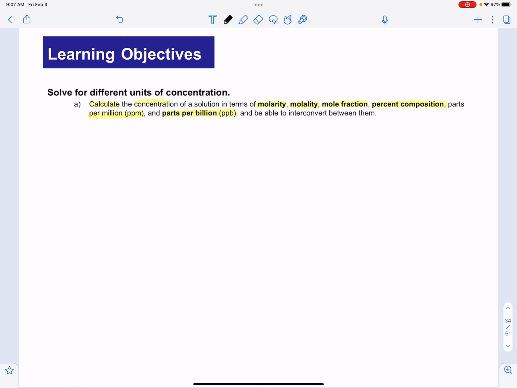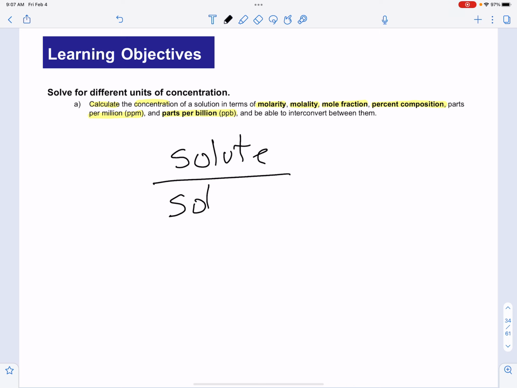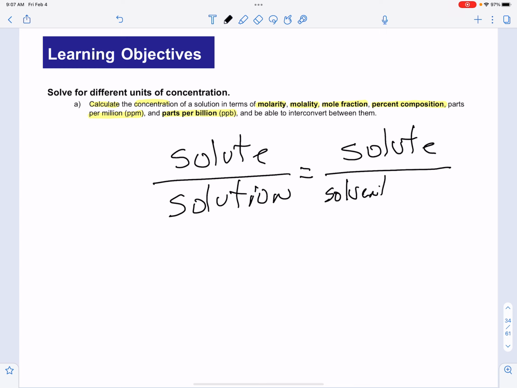But once more, over 90% of the time, it's going to be the solute over the solution, which we have to realize is the same as the solute over the solvent plus the solute, because the solution is nothing more than the mixture of them. So this factor is going to be very handy for us to solve a lot of problems, knowing that solution is the same as solute plus solvent in terms of the amount.